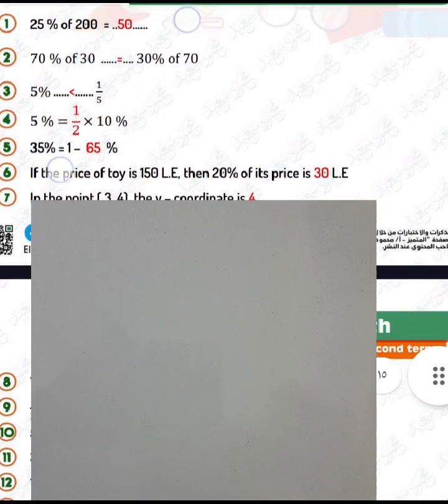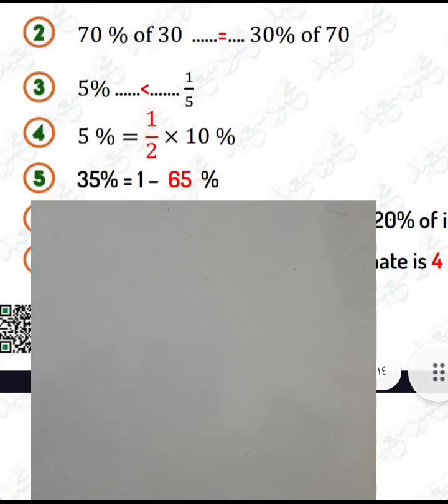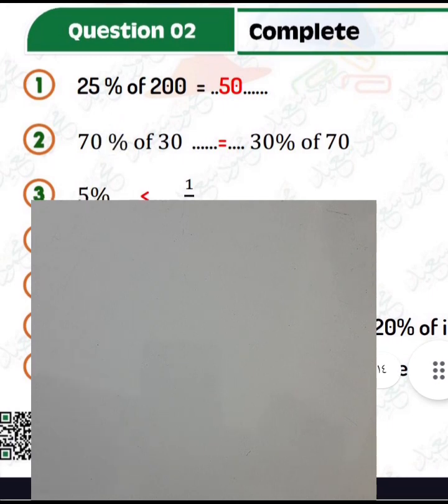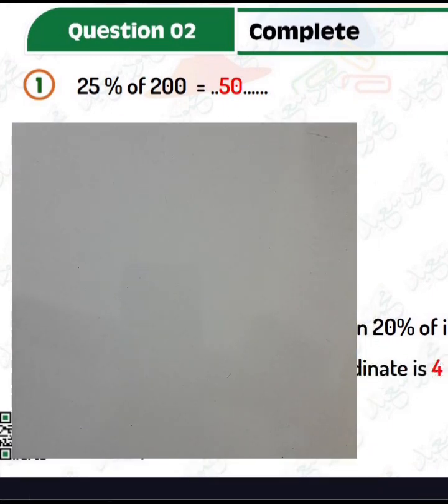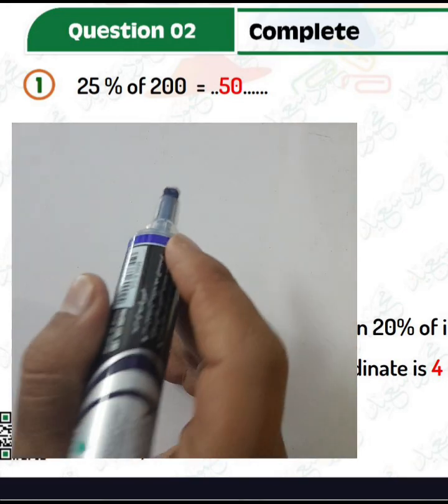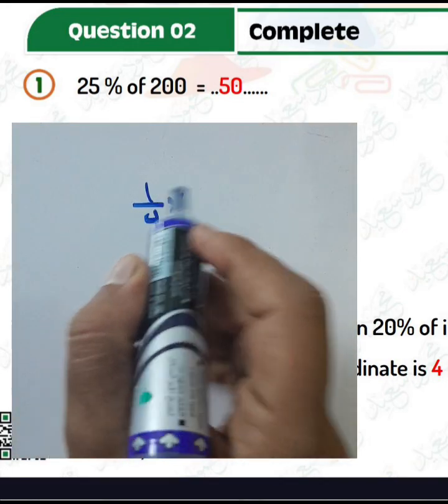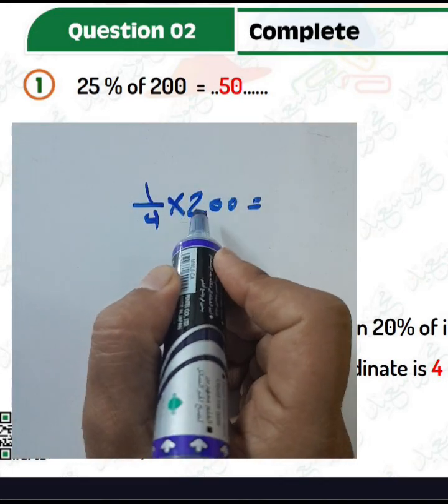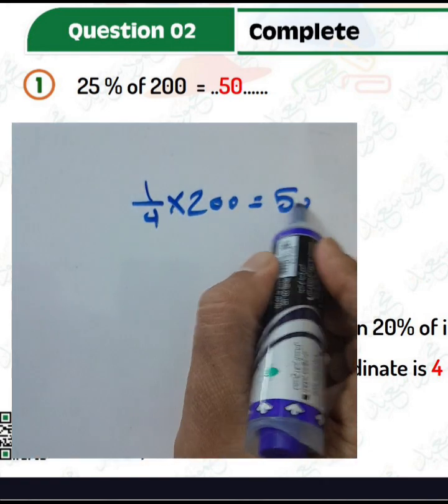Next example, complete. Question number 1, 25% of, meaning multiply. 25% means a quarter, so multiply 200 divided by 4, which equals 50. Then the result here will be 50.